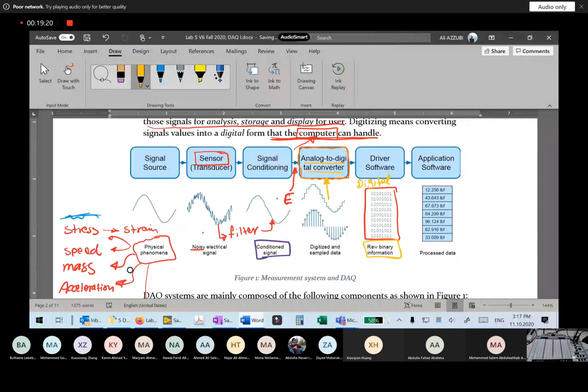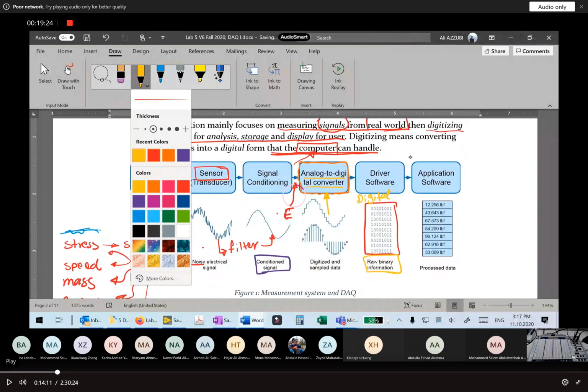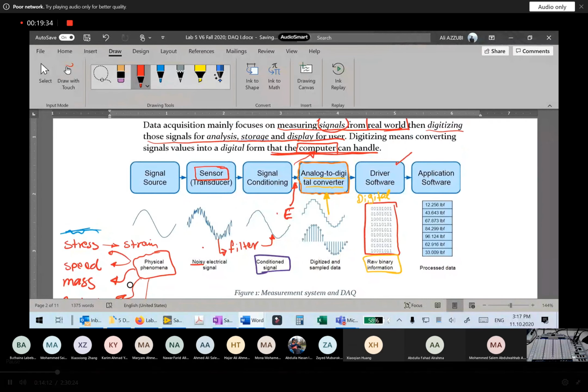All right. The cycle can further develop into driver software. Now we have your signal in digital format. It means you are working in another domain, the computer domain. So you can use software to store or display or do whatever you need with your data. Basically, you will use application software to do this.